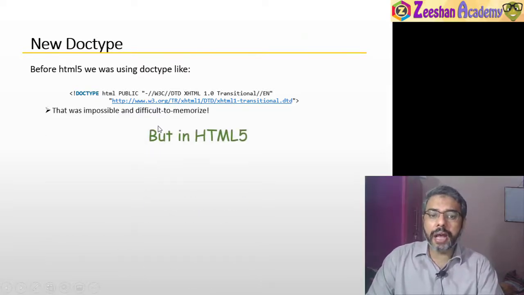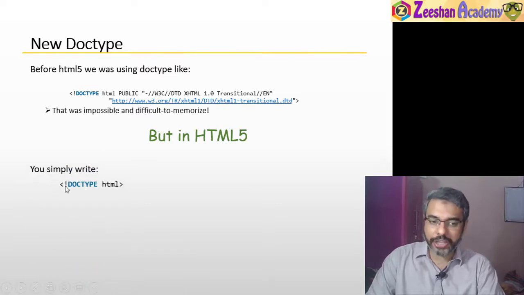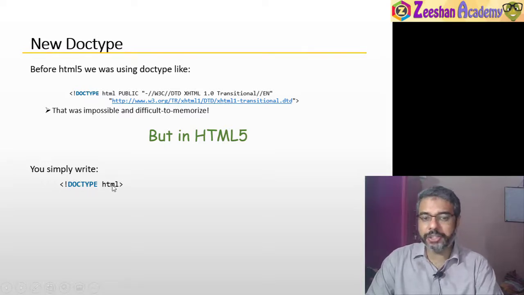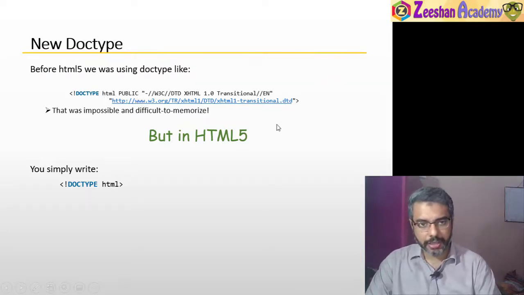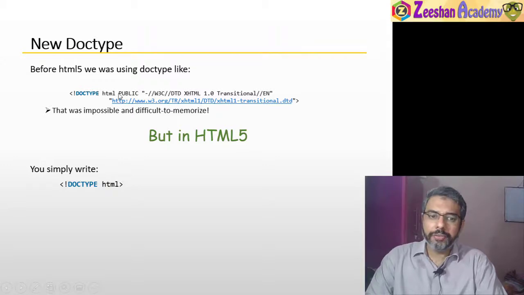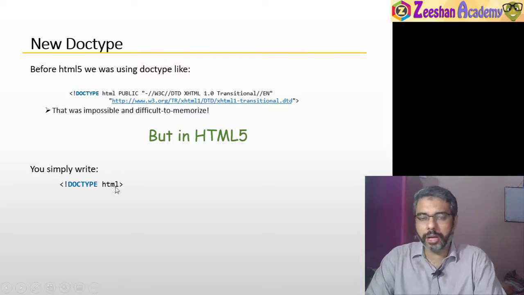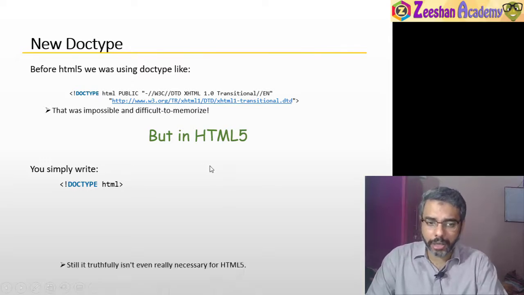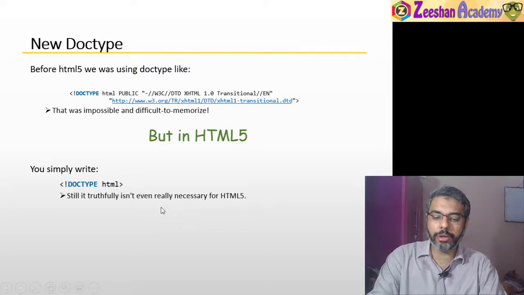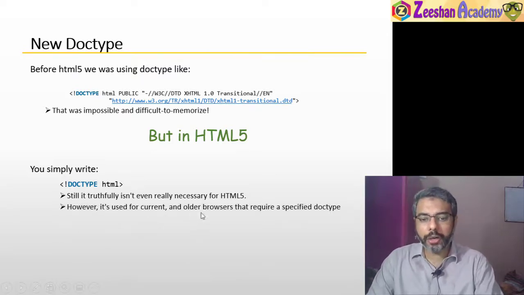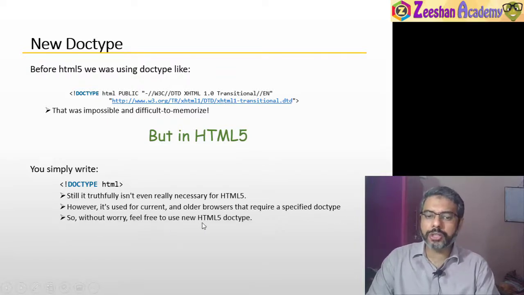In HTML5, now what we need to do is we just simply write a less-than sign, exclamation mark, DOCTYPE. Again, the tag is the same, however, just HTML. Simple, close it. There is no need of writing this entire long statement, which obviously hardly anyone memorizes. We used to copy paste anyway. So instead of writing this entire line, now HTML5 just says, just write HTML. That's it. I mean, it's HTML. What else do you need to write? Why write so complicated statements? This is all you need to do. However, it is used for older browsers that require specific document types. Just keep that in mind. So without worrying, feel free to use the HTML5 document type.